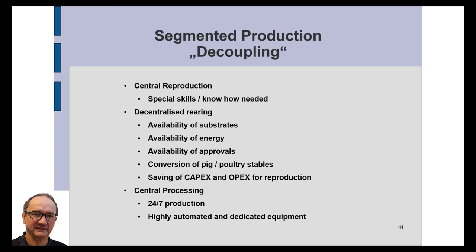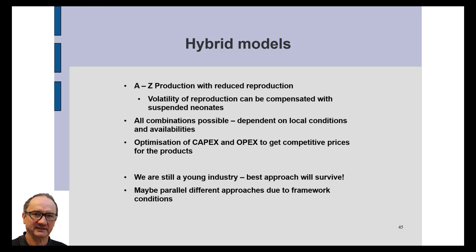So there are hybrid models. Some of these A to Z production companies detect that they have a high volatility in their reproduction, and therefore they always need overproduction and throw away a lot of neonates. They reduce their reproduction to 50, 60, 70% of their mass rearing capacity, and then compensate with the suspended neonates, so they can reduce costs in their reproduction and still have full capacity coverage in their mass rearing. So all combinations are possible, dependent on local conditions and availabilities.